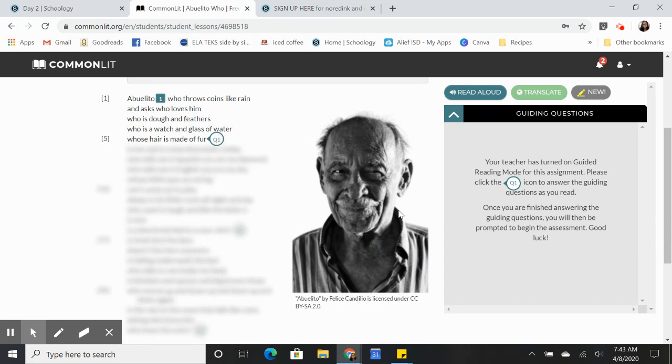When you finish the guiding questions, right here on this side, the assessment questions will pop up. You have 3 assessment questions and a 4th short answer response. Today's tasks should take you maybe 30 minutes at the very, very most. And then tomorrow I will post day 3.